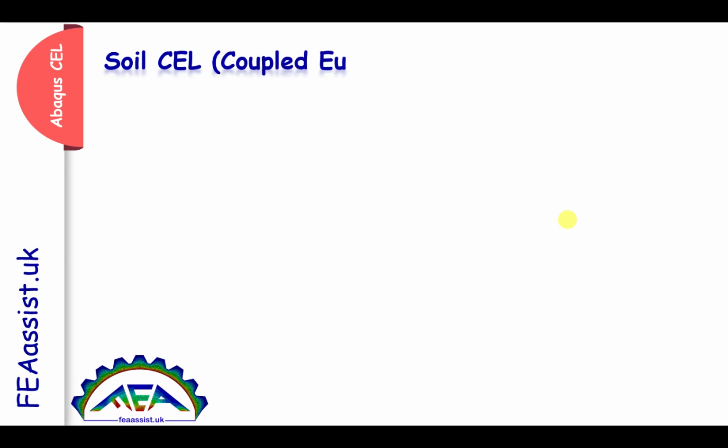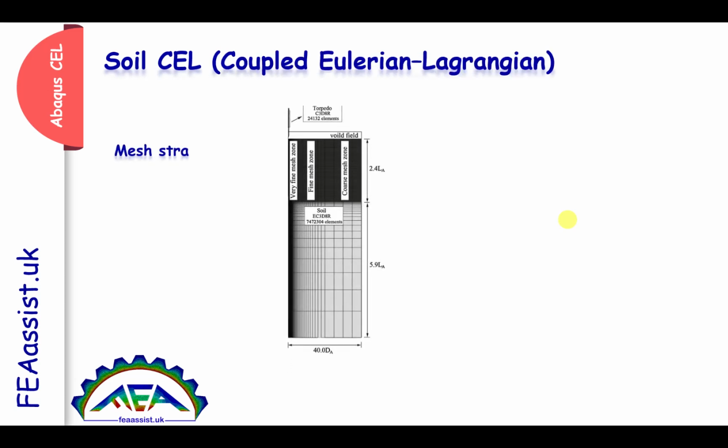Another aspect in CEL is mesh strategy. In soil mechanics simulations, we have large bodies. We have large soil as a part. And we must use different mesh sizes in different mesh zones. Because if we use very fine mesh in all regions, then the simulation time will be very long. And if we use coarse mesh in all regions, then we will have a simulation with inaccurate results. So mesh strategy in Abaqus CEL for soil mechanics is a vital thing.